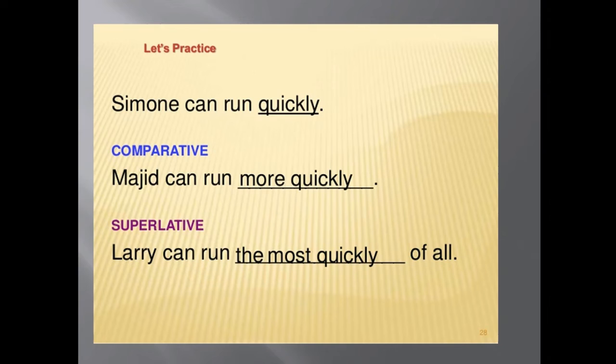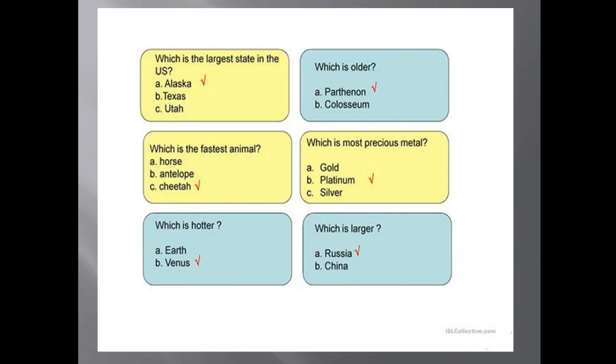Simon can run quickly. Majid can run more quickly. Superlative, Larry can run the most quickly of all. Which is the largest state in the USA? Alaska is the largest state in the USA. Which is the fastest animal? Cheetah is the fastest animal.